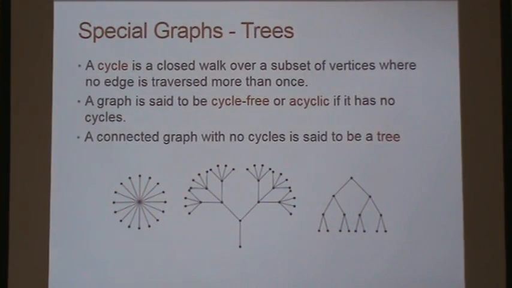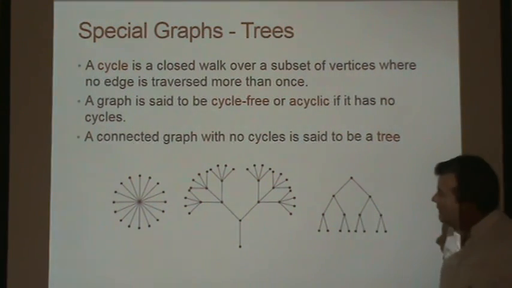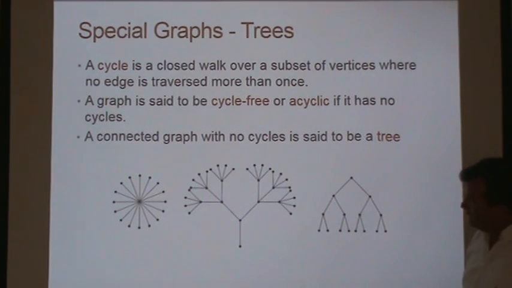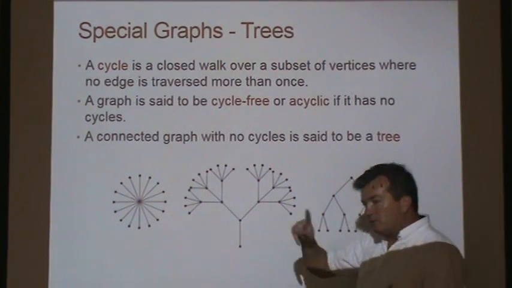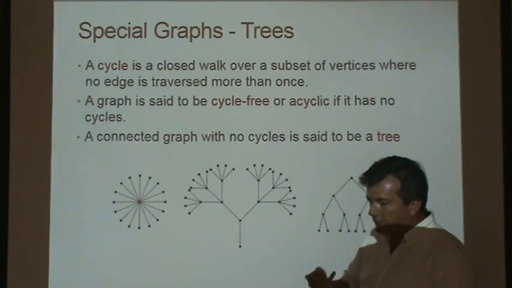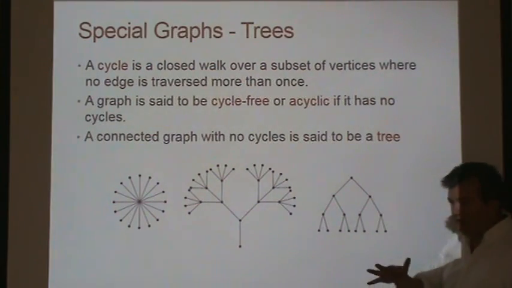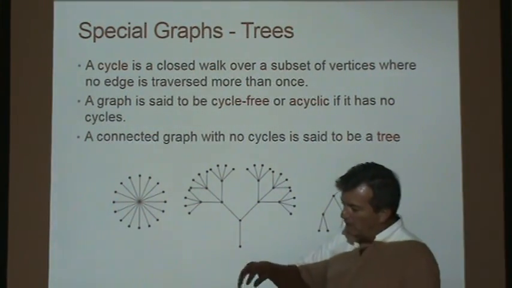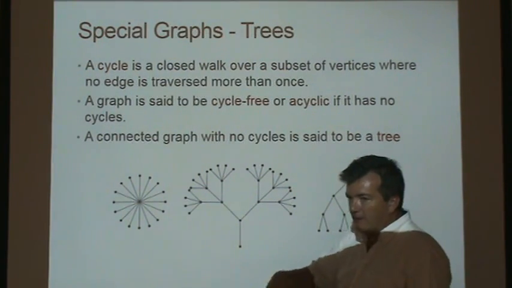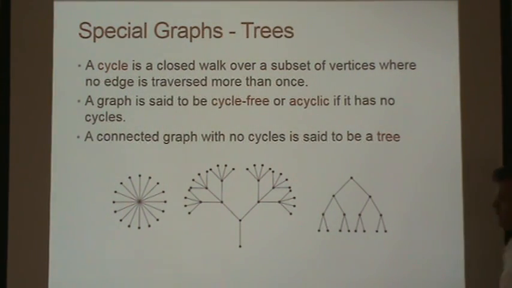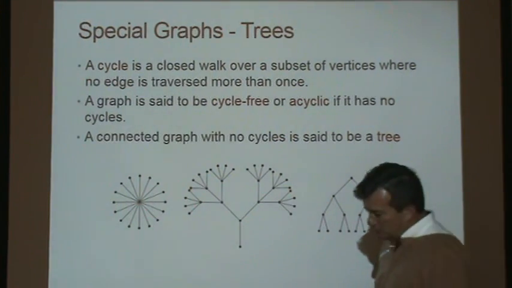Okay, then another special case of graphs is a tree. A tree is basically defined as any graph that does not contain a cycle. It doesn't have to be a Hamiltonian cycle. It doesn't have to be a cycle that hits every vertex. It could just be any cycle. If there's no way to walk from one point back to itself, the graph has no cycles. And a graph that has no cycles is called a tree.